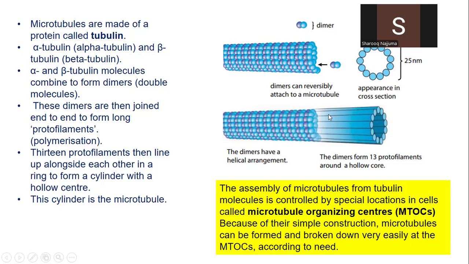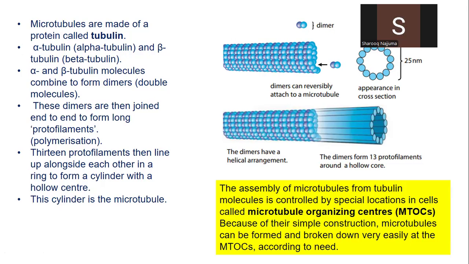Now, we can use this to understand what a protofilament is. This is one protofilament. You can see this protofilament is made up of just these tubulin molecules lined up end to end. This is another protofilament, another protofilament, another protofilament, and another protofilament. Those protofilaments are usually 13. 13 protofilaments are assembled together around a hollow core, and those 13 protofilaments form what we call a microtubule.